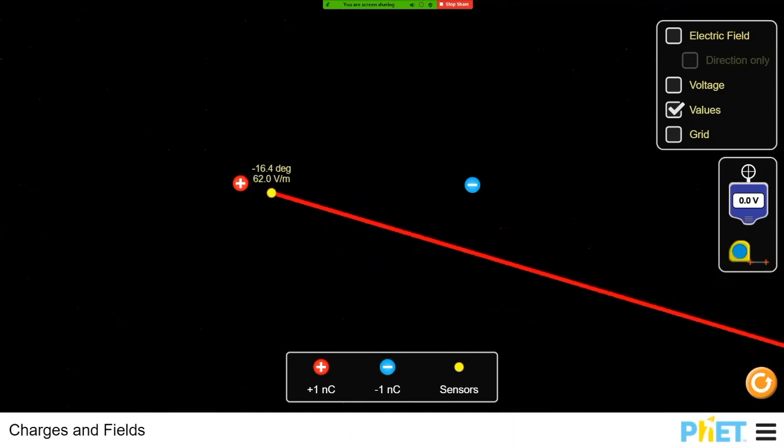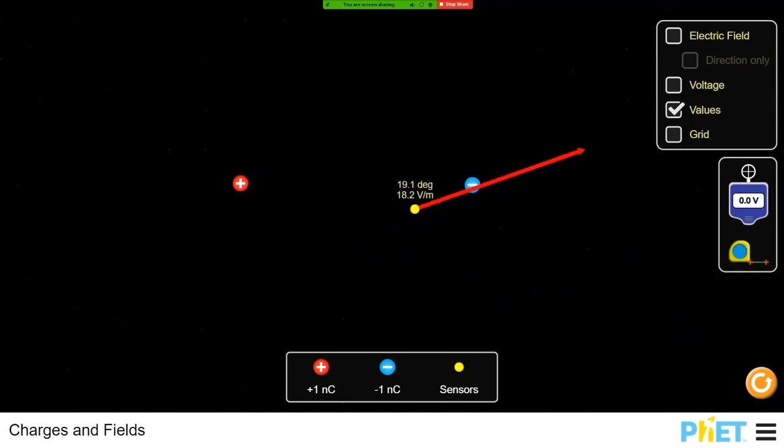Now going away from the positive and going towards the negative. So the values checkbox allows you to turn that on or off, showing the numerical values of the sensor readings of the electric field.